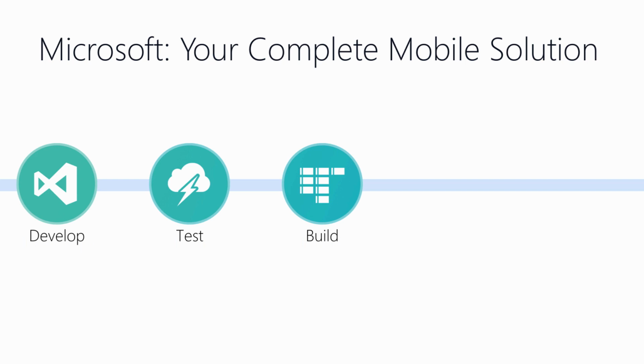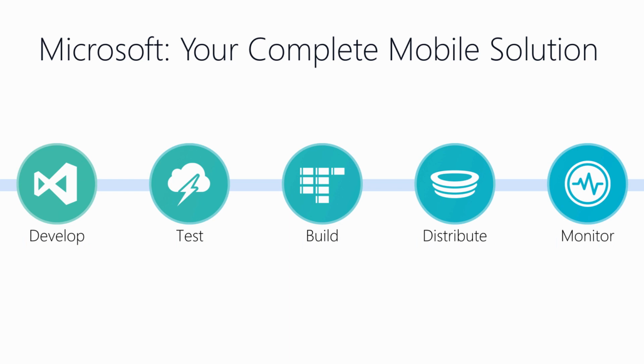There's also our build tools to help you build native applications while still being able to write everything in C#, the language that we all know and love. And with HockeyApp, you can quickly deploy beta versions of your application to your testers to ensure that your app is amazing before it actually releases out to the public. Once your application is published, we have tools to monitor usage and track custom events and receive crash reports.